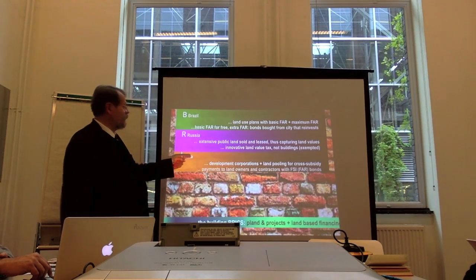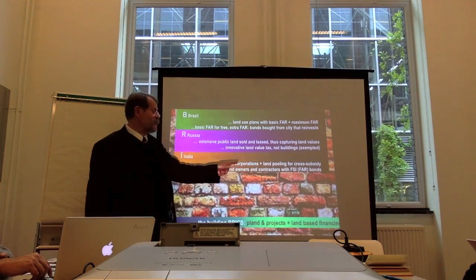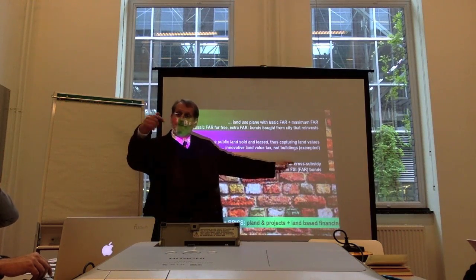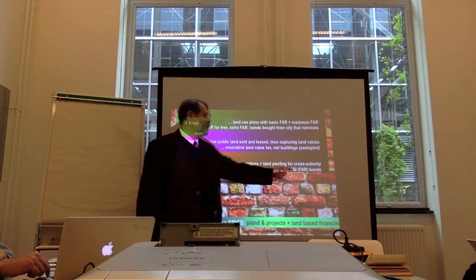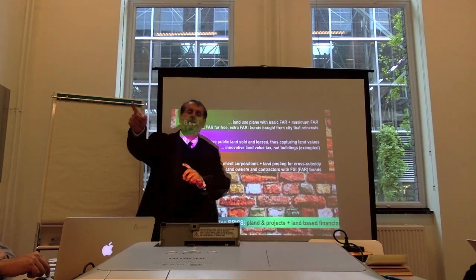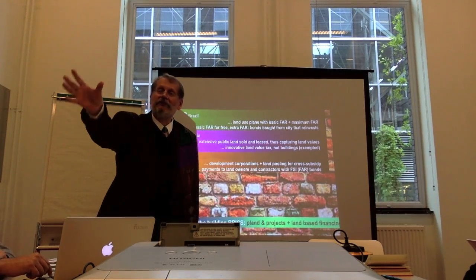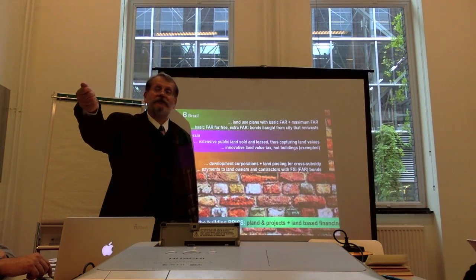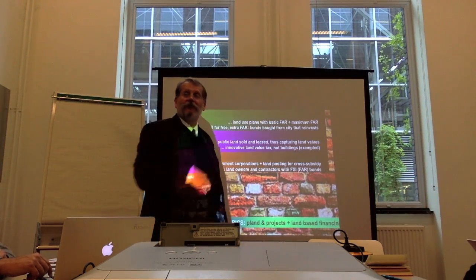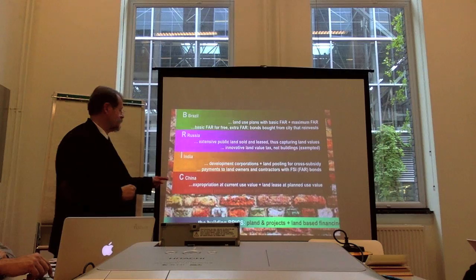Another one, India. They have development corporations, we have land pooling for cross-subsidizing, and there's a payment of landowners and contractors with FSI. That's what they do in Arabic. Please rebuild and improve this settlement. I will pay you with FARs that you can go and sell on it.